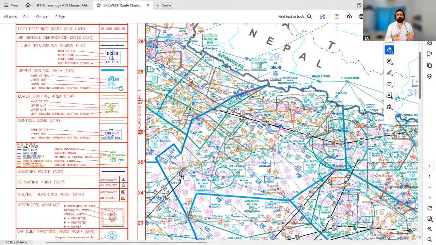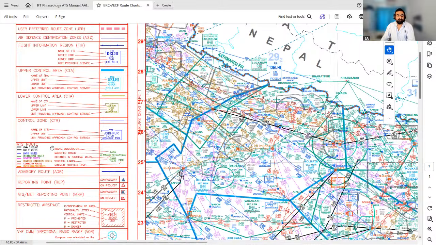In the worst case scenario, you'll be confused between two ATCs. CTA upper control area, CTA lower control area. So ACC's controls are called upper control areas and approach is called lower control area. Control zone is for tower. Name, upper limit, who's giving you ATC service. So this is control zone, CTR. And CTA is control area, upper and lower.